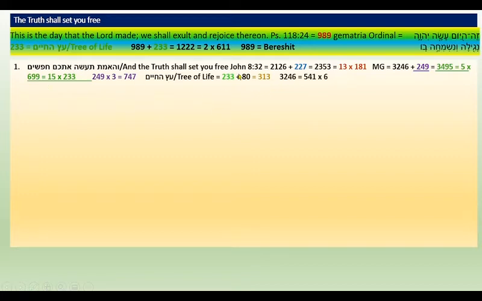So we're looking at this number here, the 233. If we go up here, we've got the regular and the ordinal that come to 2353, which is 13 times 181, that base 108:1 basically shows you that Yeshua is the Mashiach. It's a number I've gone through loads.